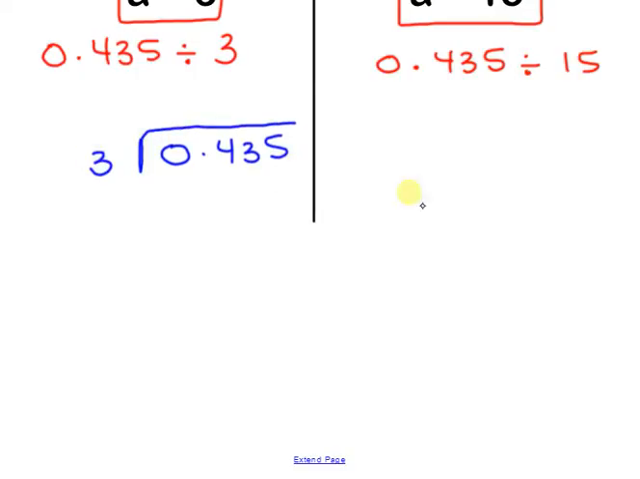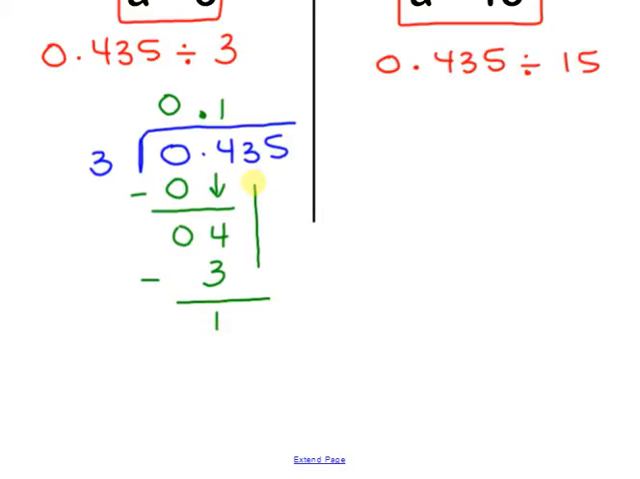Okay, first step, bring that decimal point up to the roof. 3 goes into 0, 0 times. 0 times 3 is 0. Subtract. 0 minus 0 is 0. Bring down the 4. 3 goes into 4 once. 1 times 3 is 3. Subtract. 4 minus 3 is 1. Bring down the 3.